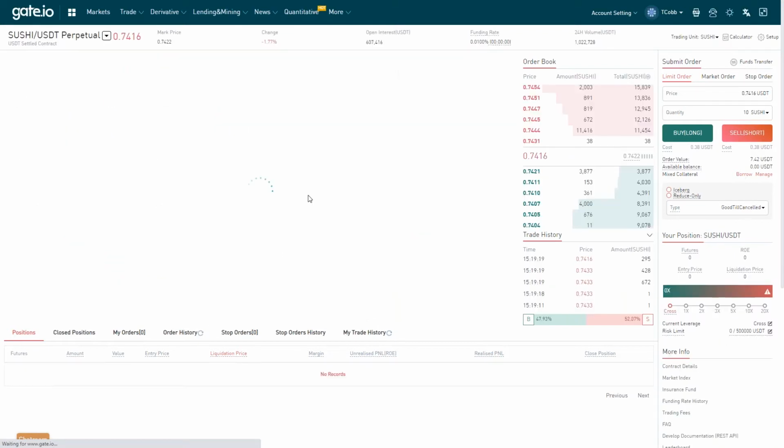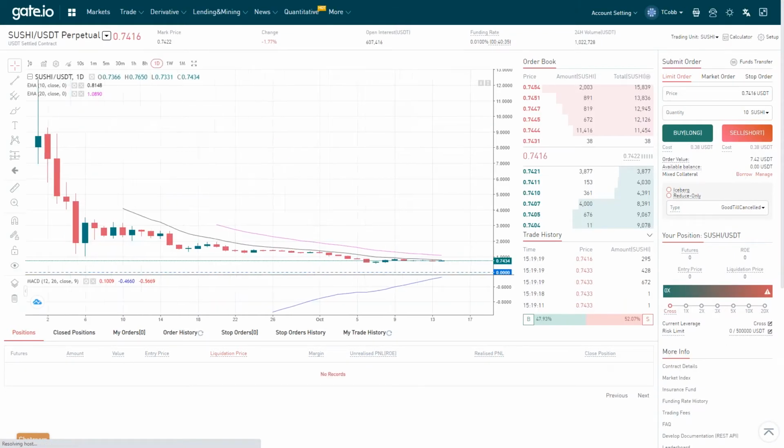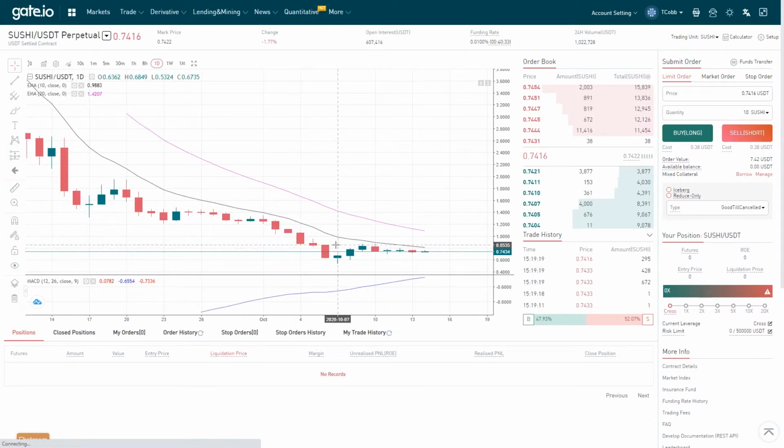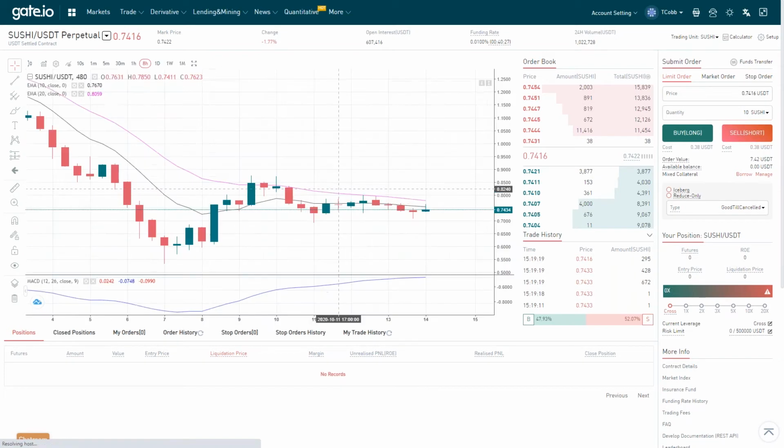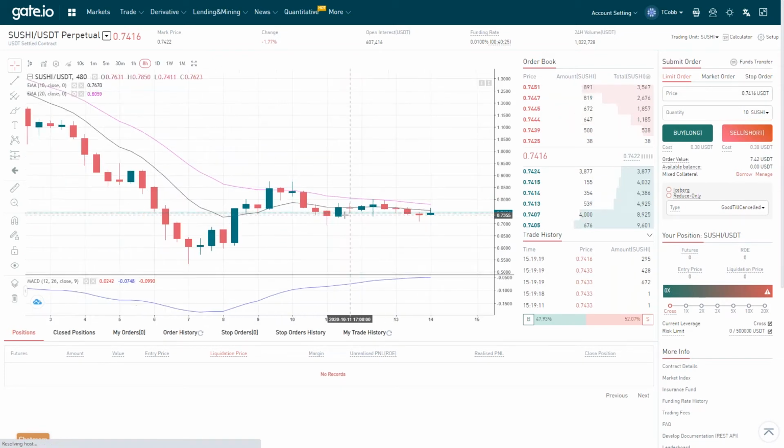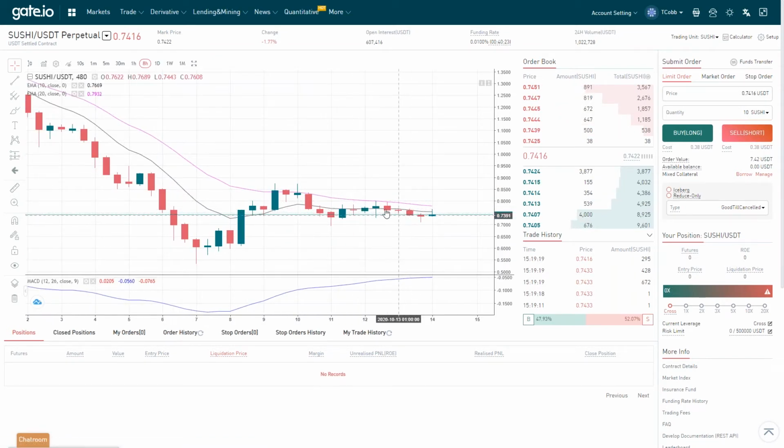Sushi. Oh, I haven't seen this for a little bit. So look, very flat. When I say flat, look at the volatility. Very little volatility. I'm not interested in trading very low volatility. If it got in nice and tight, I might look at a level, but there is nothing there.